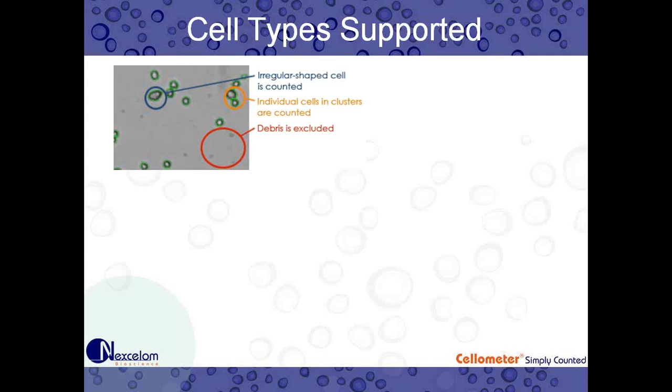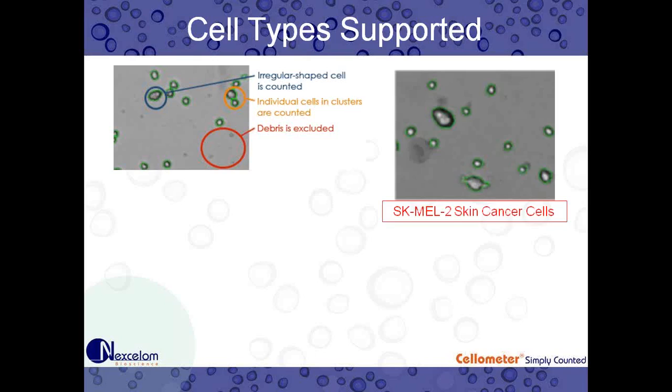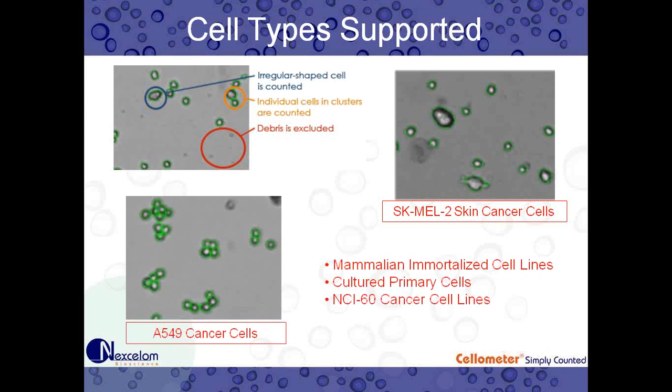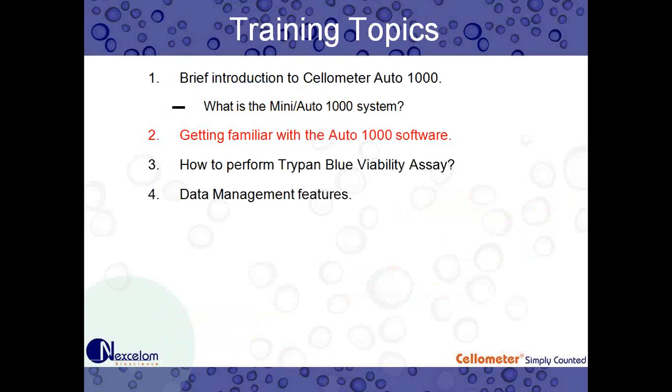The first sample is a cell line that is a slightly mixed population. This sample has irregularly shaped cells and some clusters, which our software has done a good job counting, and also a bit of debris that was excluded. Another sample is this SK-MEL2 skin cancer cell line that also has some irregularly shaped cells, and they're still able to count those too. The third example is an A549 cancer cell line, and we can see how well our software was able to cluster these cells. So in short, the Auto 1000 is good for counting mammalian immortalized cell lines, cultured primary cells, and also the NCI-60 cancer cell lines, which some of you may know there are quite a few of those cell lines.